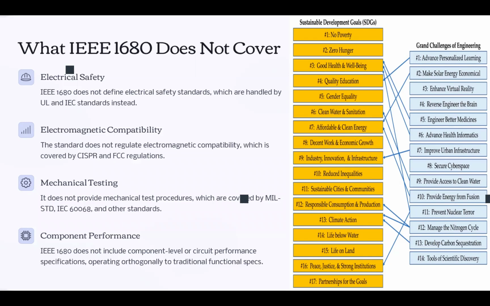So IEEE 1680 works alongside these other standards. Its job is to make sure you're designing products that are environmentally responsible, not just technically sound.